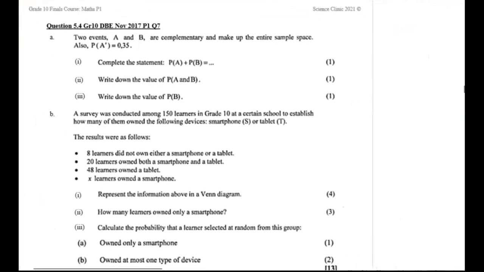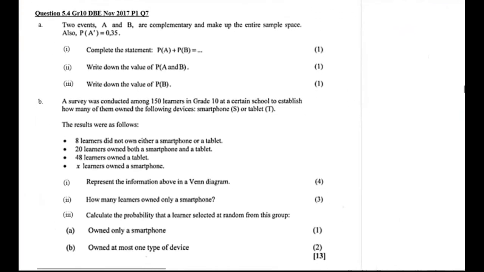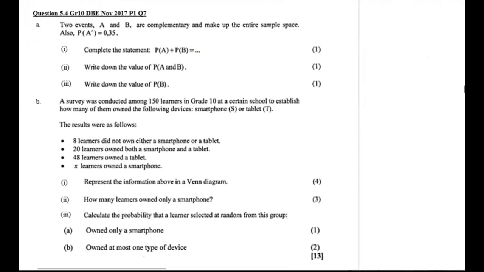Okay, then we're going to quickly rush through this last very theoretical question, question 5.4. Question A says two events A and B are complementary, guys. Remember, if they're complementary, this is very similar to one we've already done. So I'm hoping there's going to be a lot more understanding and answers coming through. They make up the entire sample space, because that's what complementary means. It's exhaustive. And then they've given you the probability of not A.